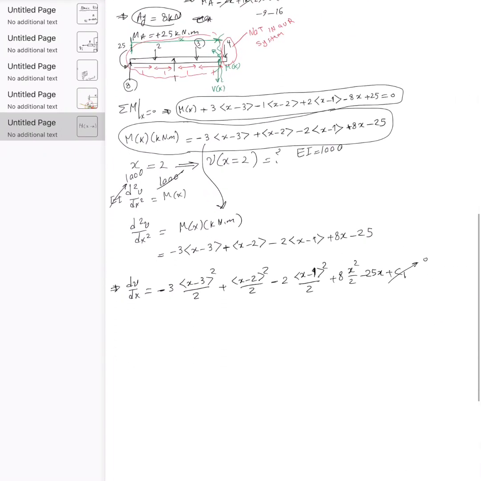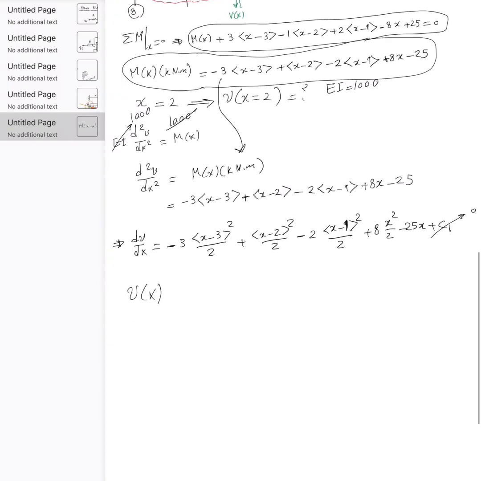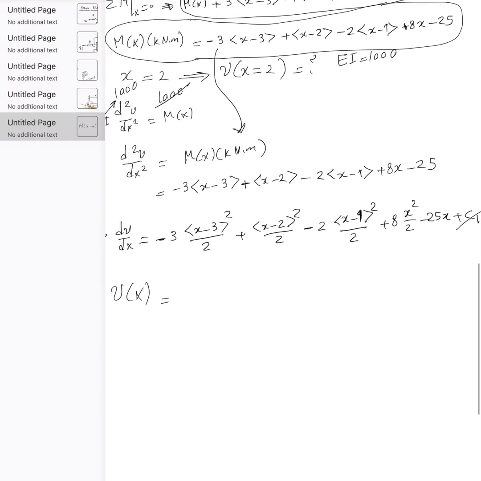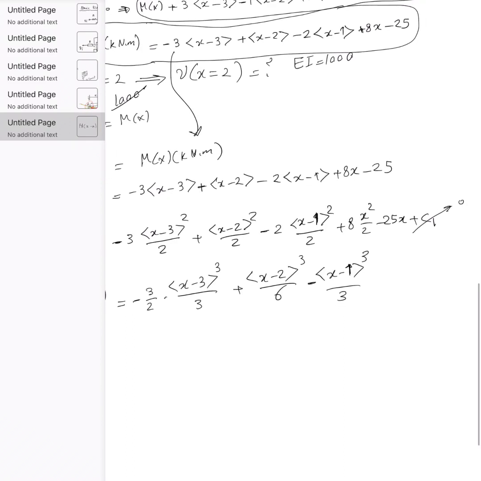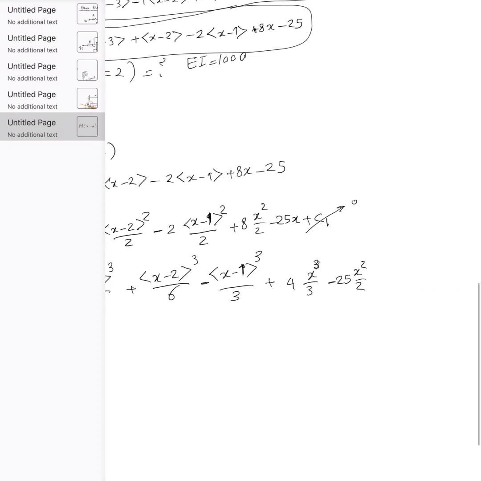Now let's go ahead and take the second integral. V of x, the second integral, is equal to negative 3 over 2, you already have this, (x minus 3) to the 3 over 3, plus (x minus 2) cubed over 6, negative (x minus 1) cubed over 3, plus 4x cubed over 3, negative 25x squared over 2, plus the second constant of integration, which is also 0, if you apply v at x is equal to 0 is equal to 0.